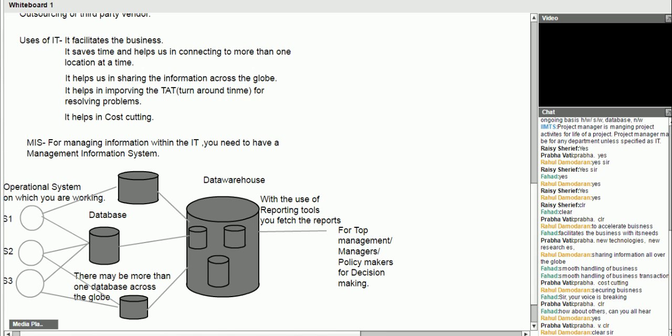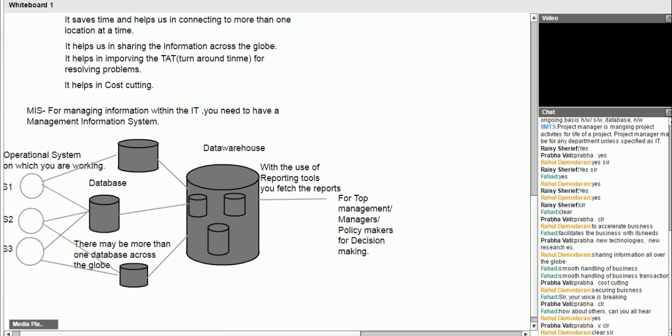So this is somewhat how the data structure looks. Now you have servers or you have tapes on which storage of data can be of terabytes or say megabytes.